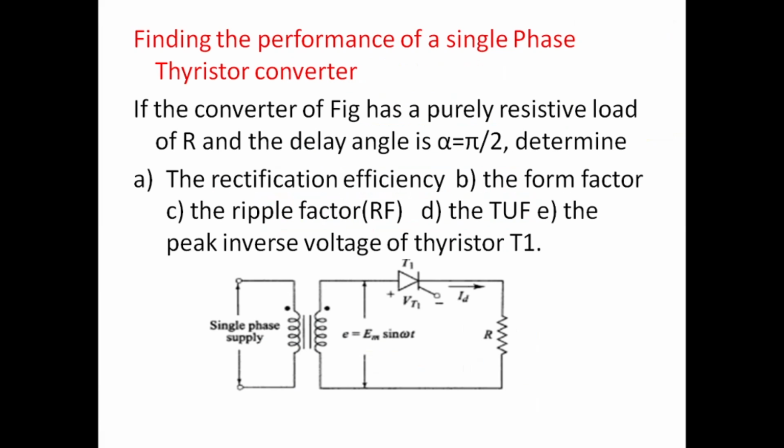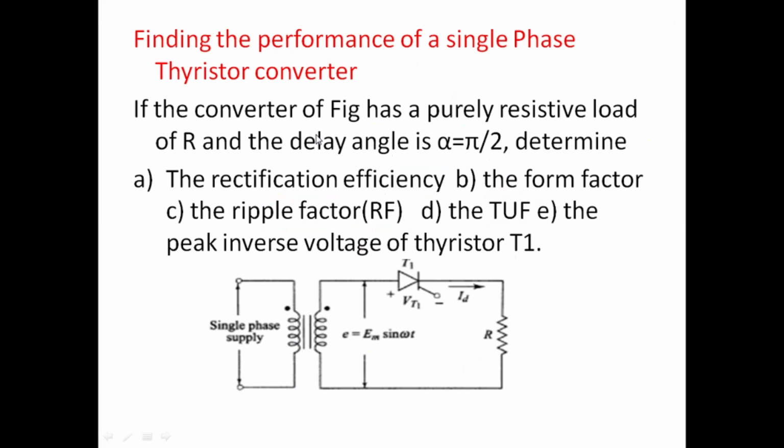Finding the performance of a single phase thyristor converter. Here there is one problem. If the converter of the figure has a purely resistive load of R, and the delay angle is pi by 2, determine the rectification efficiency, the form factor, ripple factor, TUF, and the peak inverse voltage of thyristor T1. Okay, right now we will study one by one.